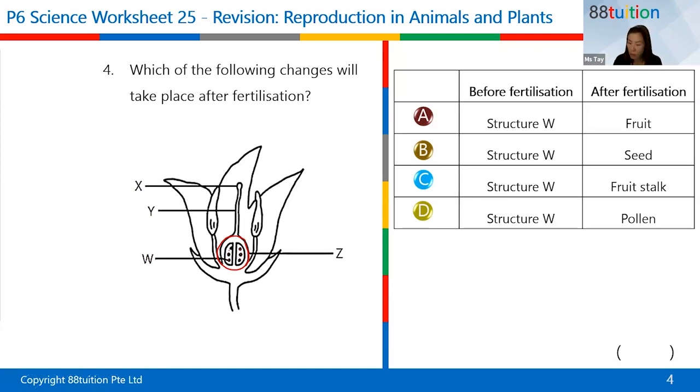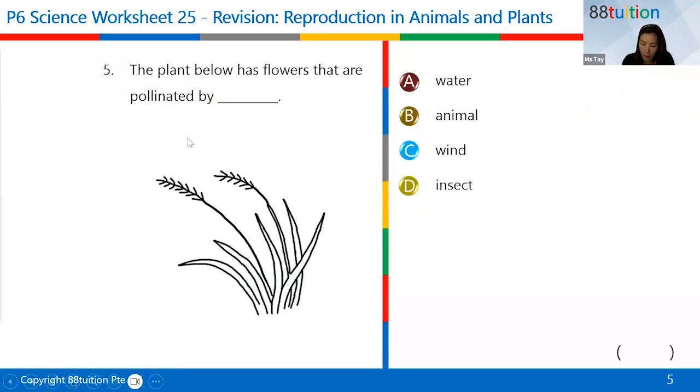Okay, so which is the part that will change into the seed? We know this is actually B. Structure W, I just pointed to them just now. These are the ovules. Ovules will develop into seeds. Any question here? Pretty straightforward, right? Right, so let's go on.